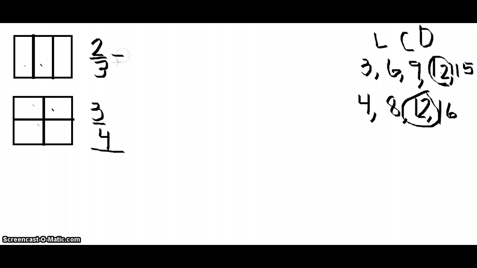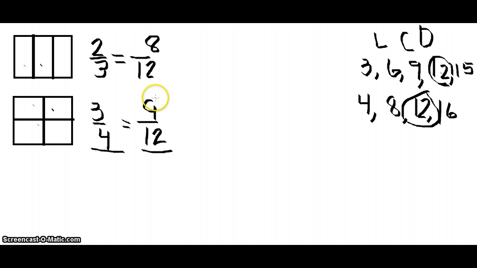So now we need to make our equivalent fractions. So we come over here, we write down 12 as the denominator. We come over here, we write down 12 as the denominator. 12 divided by 3 is 4. 4 times 2 is 8. 12 divided by 4 is 3. 3 times 3 is 9.